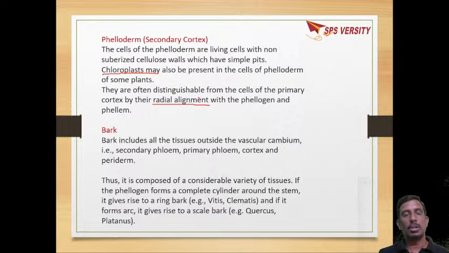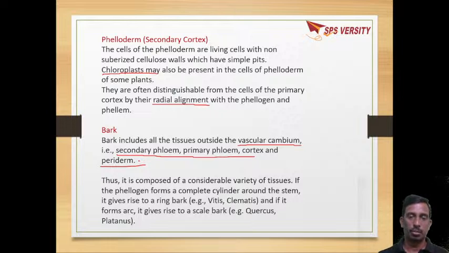और इसमें दूसरा टर्म आता है कि bark बोले तो क्या है? The tissues which are present outside the vascular cambium. Outside the vascular cambium means including secondary phloem, primary phloem, cortex, periderm. इस पूरा को क्या बोलते हैं कि bark. Okay. So this is composed of a variety of tissues. इसमें bark में ring bark रहता है, ऐसा ring जैसा आता है bark. और scaly bark are the values जैसे fragments जैसा थे, इसमें Quercus और Platanus examples. Ring bark: Vitis vinifera, Clematis.